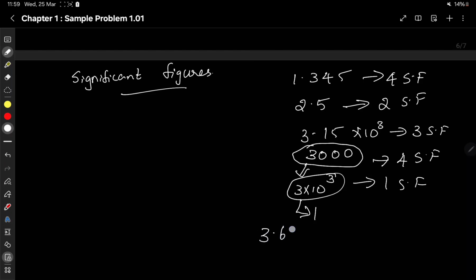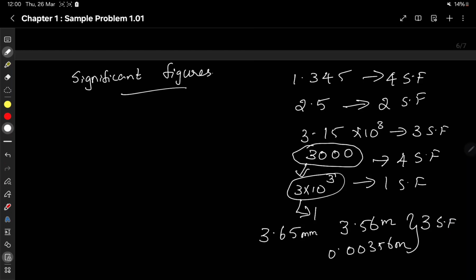Similarly, the value 3.65 millimeter, 3.56 meter, 0.00356 meter, these all have 3 significant figures. You just remember this is the format. Actually, the zeros to the left of the first significant figure are not considered as significant. That is a rule. So you don't want to mug up all the things. You just remember these things. That's enough.